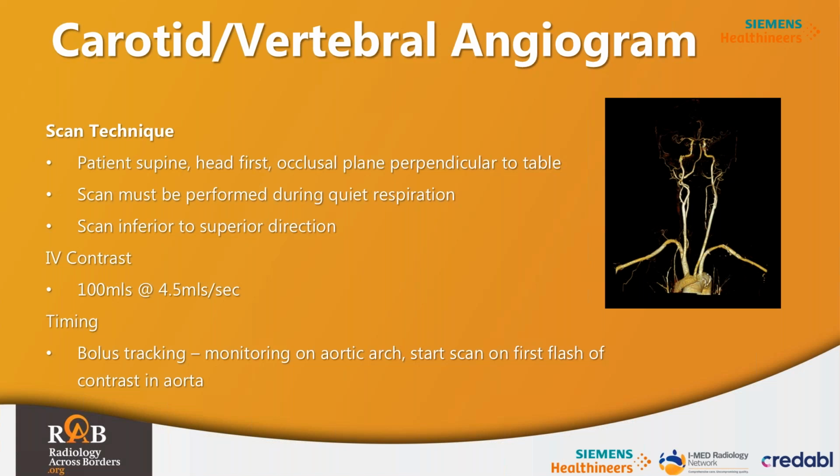Some sites I know will scan superior to inferior to reduce venous contamination. And we're going to go 100 mils at 4.5 mils a second again. So this time we're going to monitor on the arch and trigger off the arch at 100 Hounsfield units.